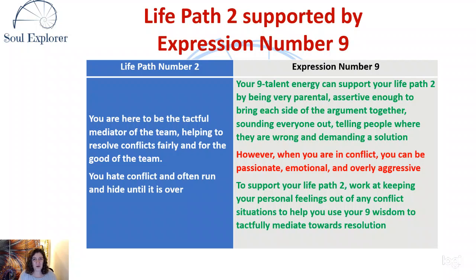And sometimes people walk all over you more because you don't stand your ground, because the conflict is just like pins to you. So you tend to not deal with it. But you're here to learn to deal with conflict, to manage your sensitivity and develop tact and mediation skills so that you can help resolve team and family, whatever the group is, conflicts fairly and for the good of all. So your 9 talent energy can support your life path 2 by being very parental. The 9 is very parental, like I said, very much the fixer, assertive enough to bring each side of the argument together, no problem whatsoever, sounding everyone out, telling people where they're wrong, and demanding a cooperative solution.